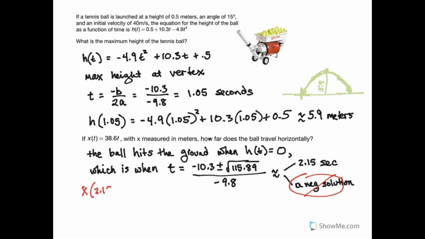X of 2.15 is multiplying 2.15 times 38.6. And that gives me 82.99, or about 83 meters. So the ball will travel up and hit a maximum height of 5.9 meters and come back down and hit the ground 83 meters away from where it started.